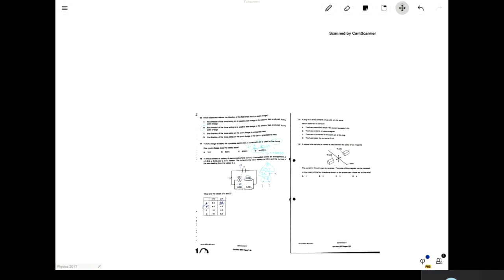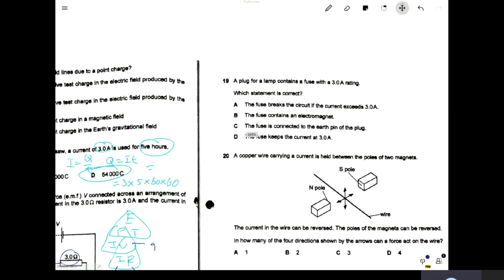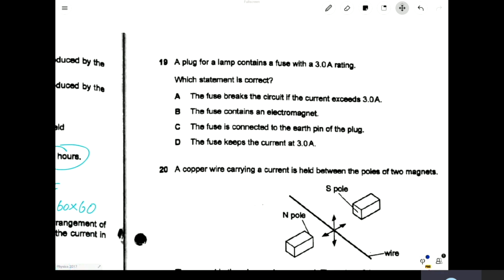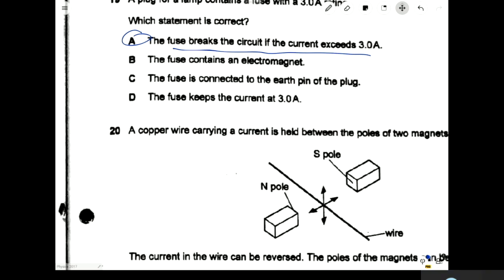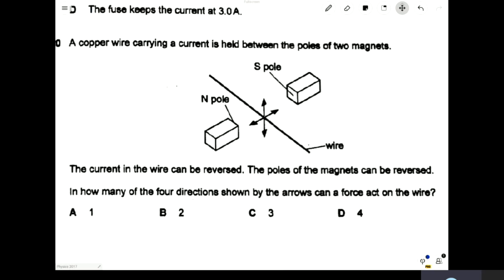Next. 19. So a plug for a lamp contains a fuse with 3 A. Which statement is correct? 19. Answer is A. The fuse breaks the circuit with the characteristic 3 A. That's the purpose of the fuse. Yeah.